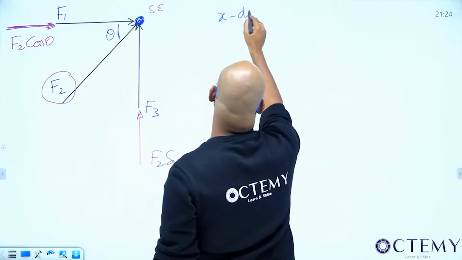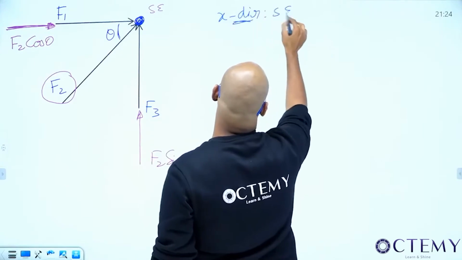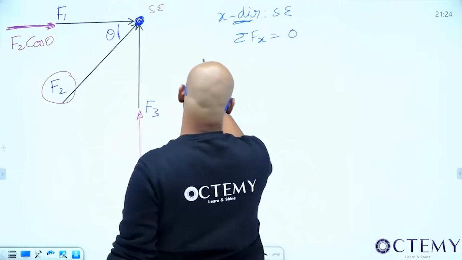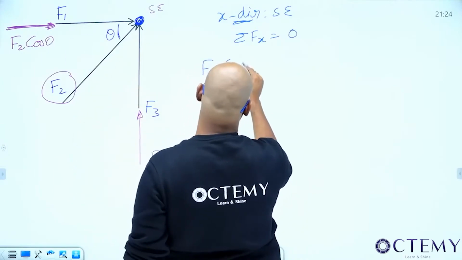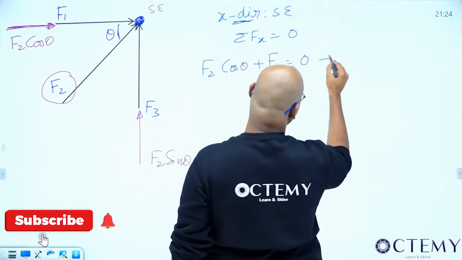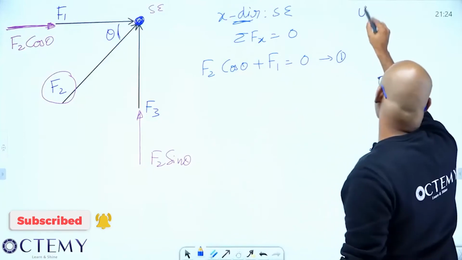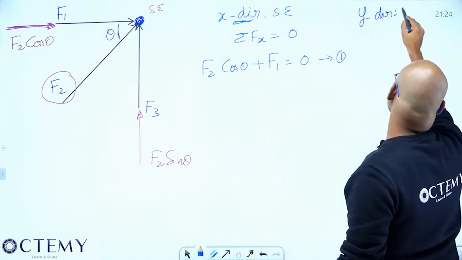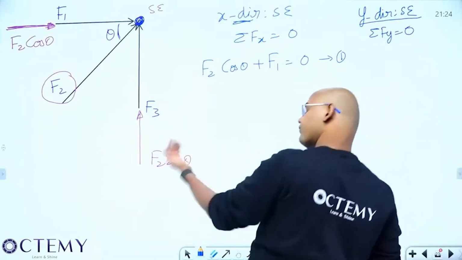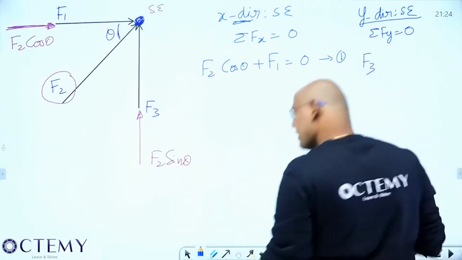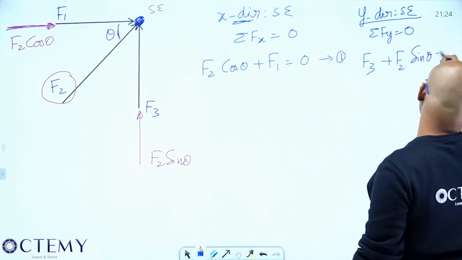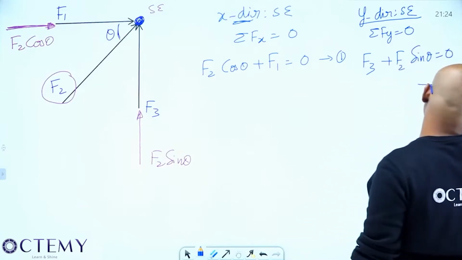Now, first write down the equilibrium equations. X direction, static or dynamic? Pakka static equilibrium, because in a truss everything is static. Sigma Fx equal to 0. F2 cos theta in the positive direction, so plus F2 cos theta plus F1 is equal to 0. Let us say this is equation number 1, keep it. Y direction, static or dynamic? Again static equilibrium, so sigma Fy is equal to 0. Tell me now, what are the forces? F3, that is up, plus F2 sin theta is equal to 0. Okay, so let us say this is equation number 2.